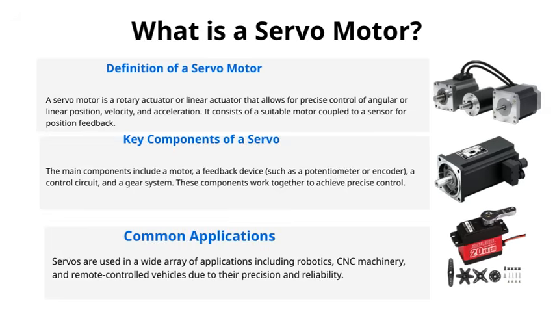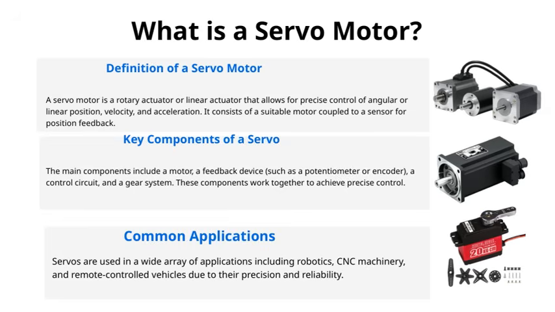The main components of a servo motor include the motor itself, a feedback device, like a potentiometer or encoder, that keeps track of the position, a control circuit that processes signals, and a gear system that amplifies torque and ensures smooth motion. These parts work seamlessly together to deliver that precise control we rely on in complex systems.